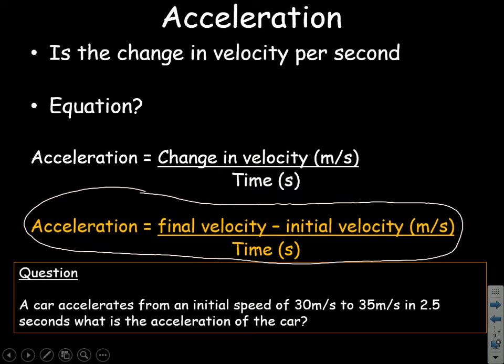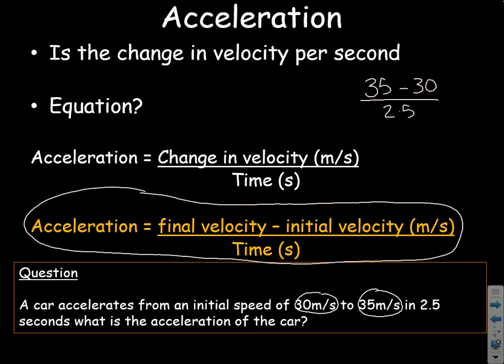So if we use the equation that they give you, we start off with final velocity. Well, our final velocity in the question is 35. So our end velocity is 35. Our initial velocity, what we started off with, is 30, divided by the time taken of 2.5 seconds. So 35 take away 30 is 5, so it is simply 5 divided by 2.5. So our answer is 2.